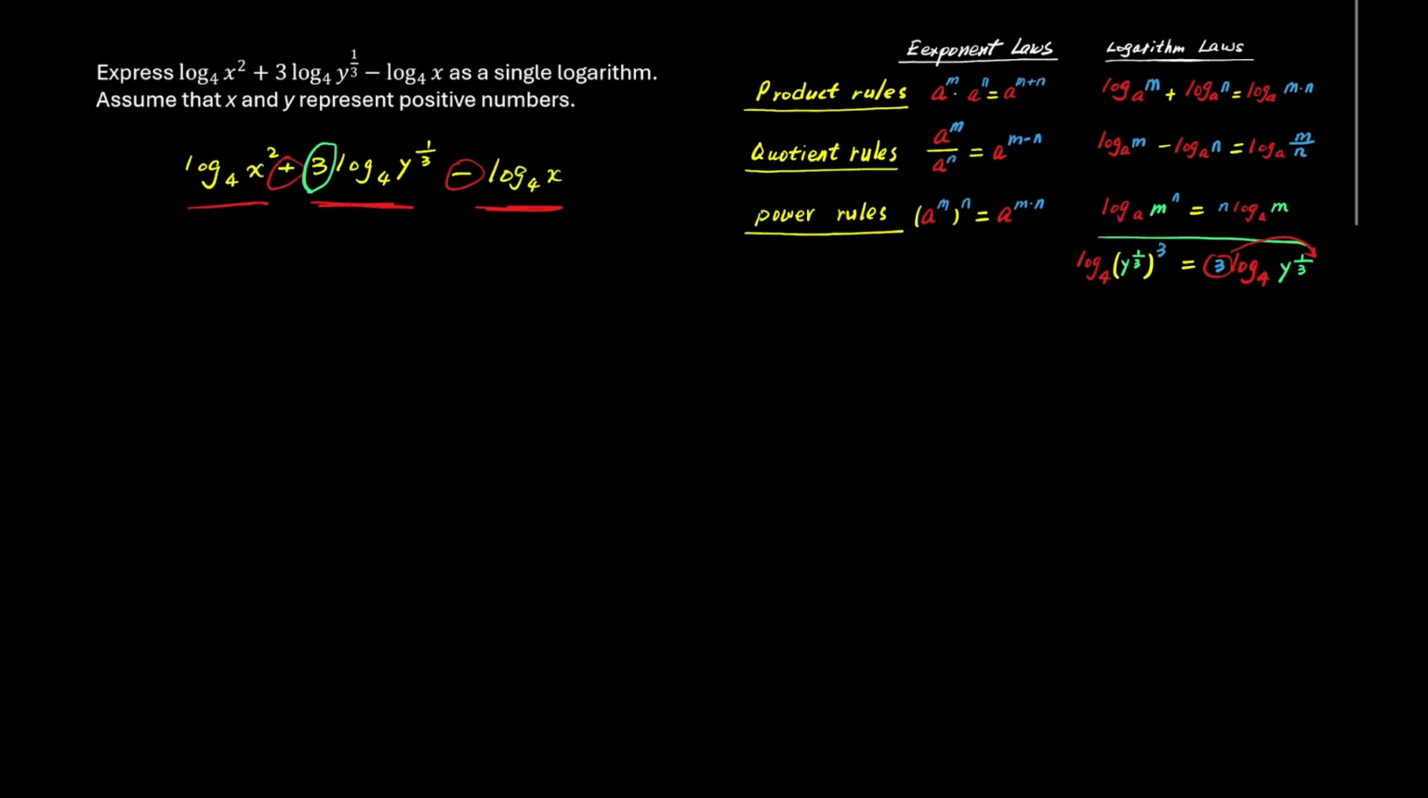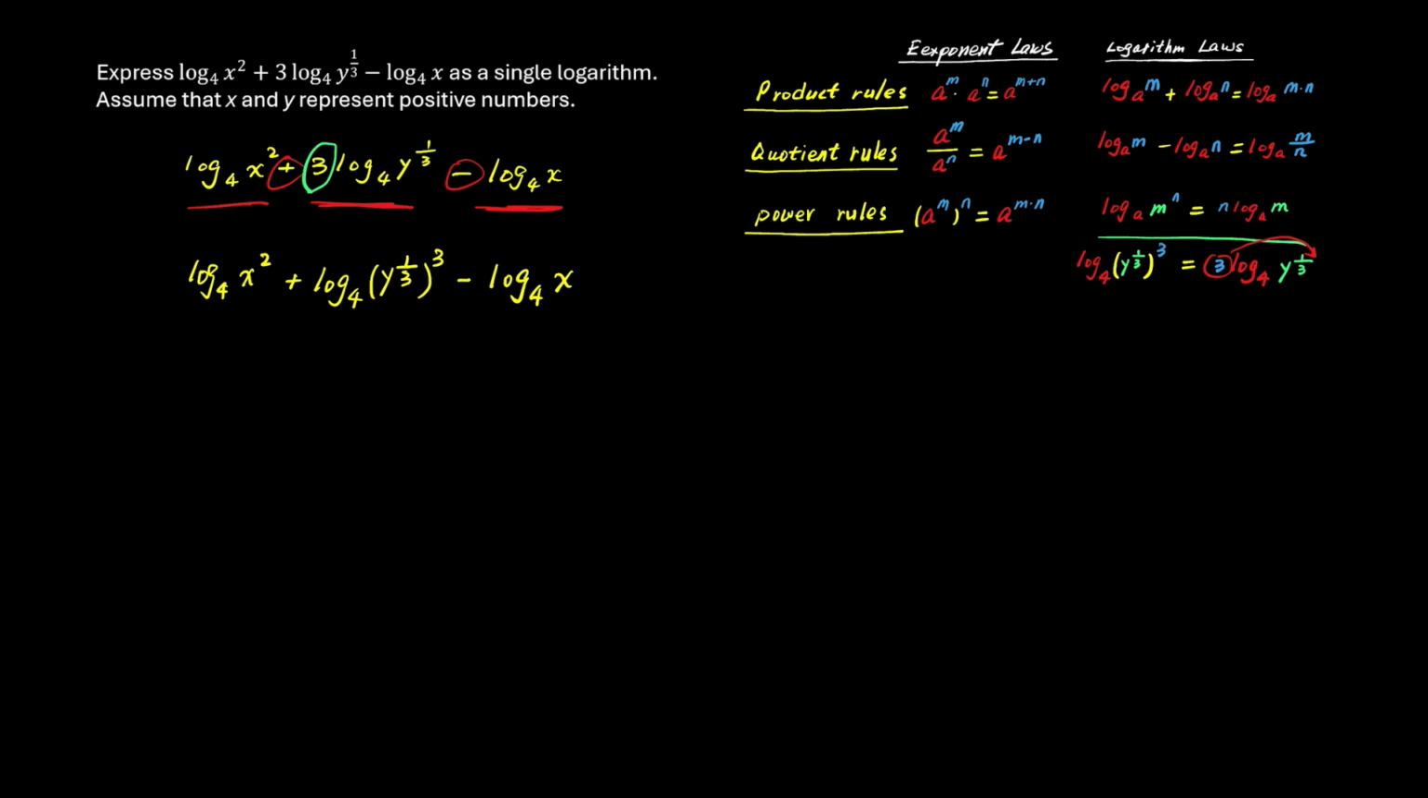So the second term now becomes log base 4 of y to the power of 1/3, then to the power of 3. Then we have the first term, which is log base 4 of x squared. We haven't done anything to it, so we just copied it. And the third term is still log base 4 of x. Now there's no coefficient for each log term, so we can use the product and quotient rules to combine them.